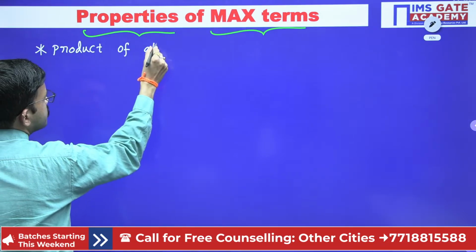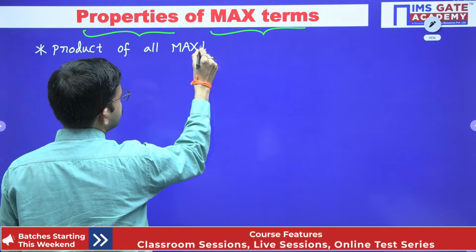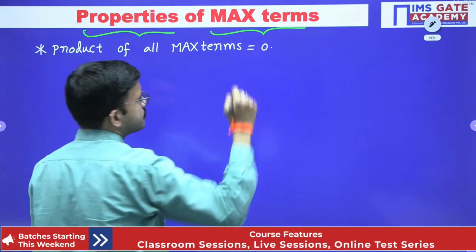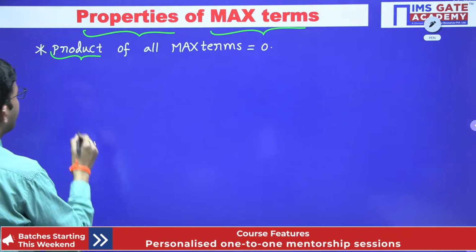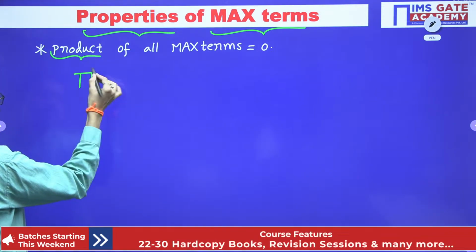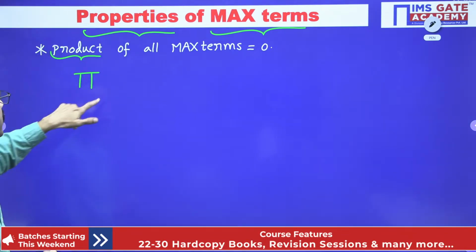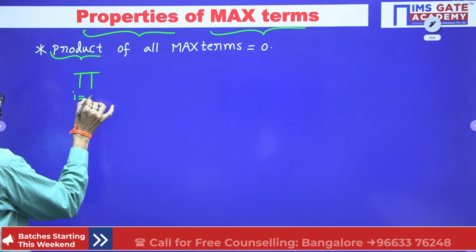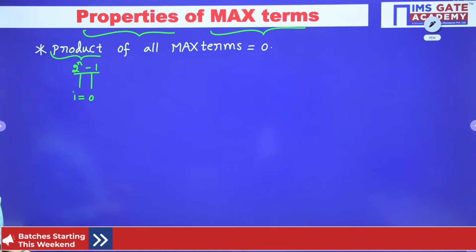Product of all max terms is equal to 0. Okay. So here product means what? We will represent the mathematical symbol as pi, just like for sum, we have used the mathematical symbol sigma. In the similar way for product, we can use the mathematical symbol pi. Okay. Range will be same, I equal to 0 to 2 power n minus 1.